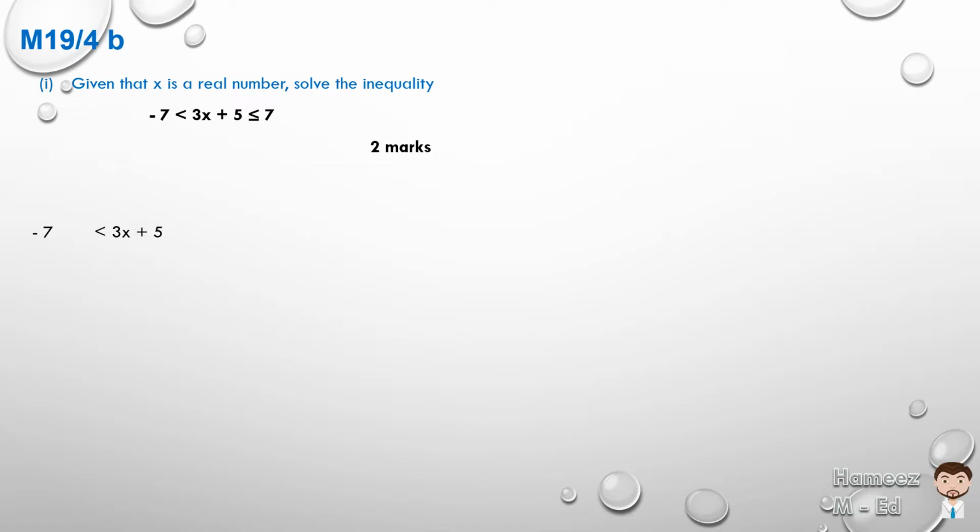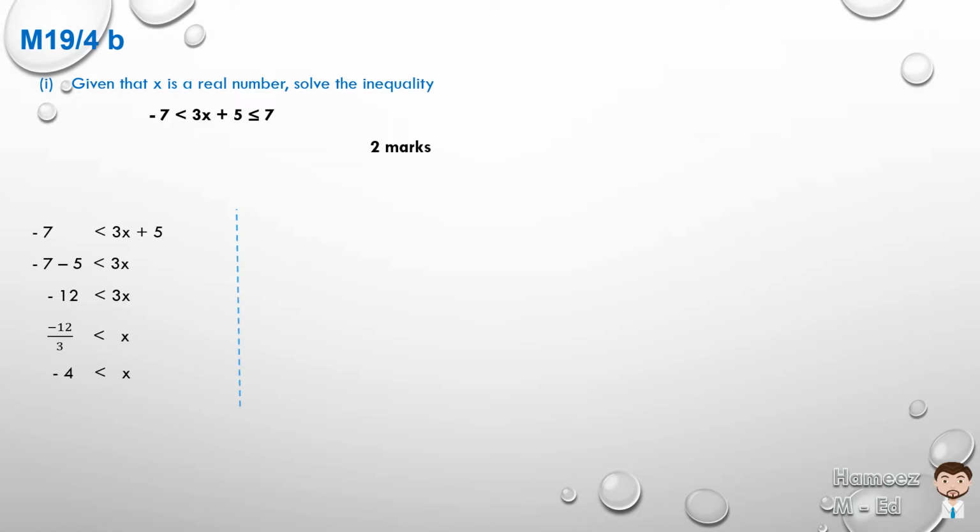So we want to move the plus 5 across from the right hand side to the left. It'll become minus 7 minus 5 is less than 3x. This gives us minus 12 is less than 3x. 3 is multiplying, so when we move it across, it will do the multiplicative inverse or dividing. So we will have minus 12 over 3 is less than x, which means minus 4 is less than x.